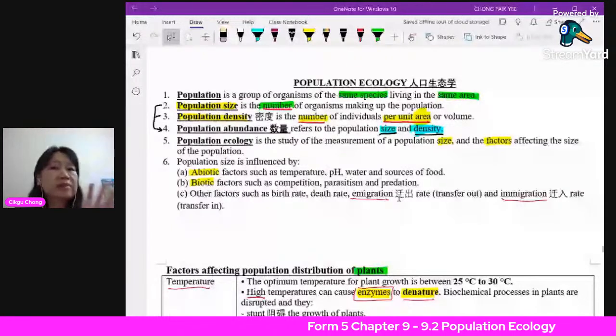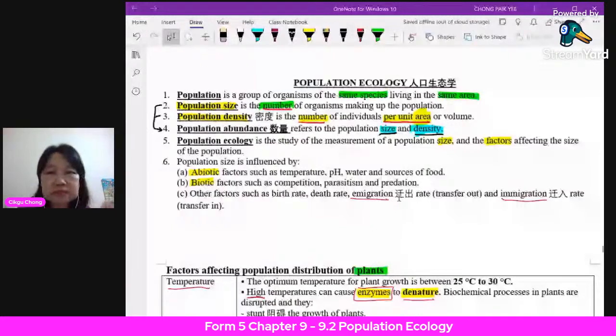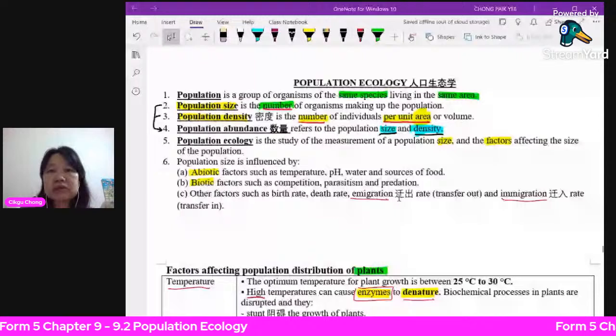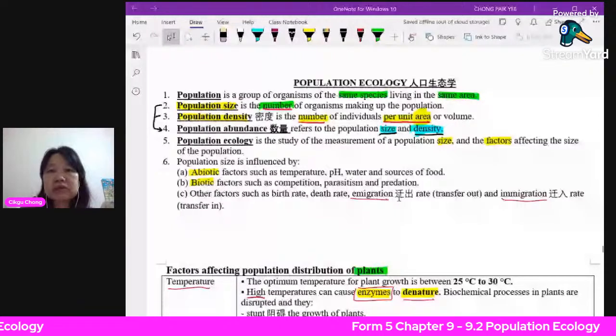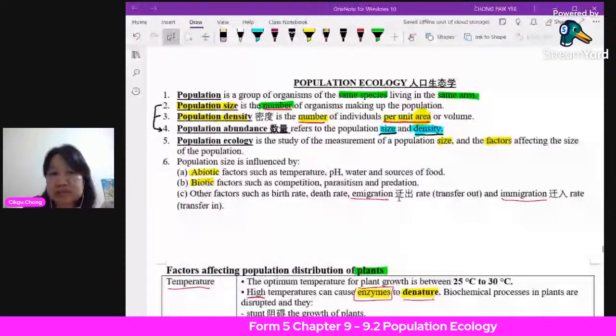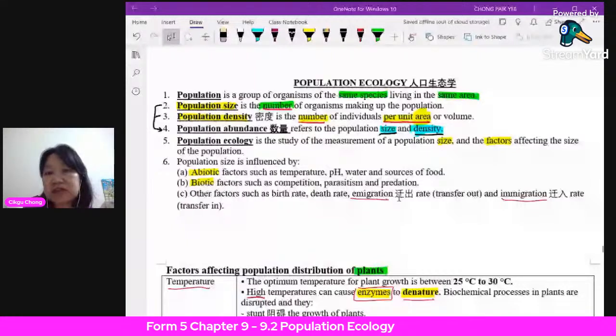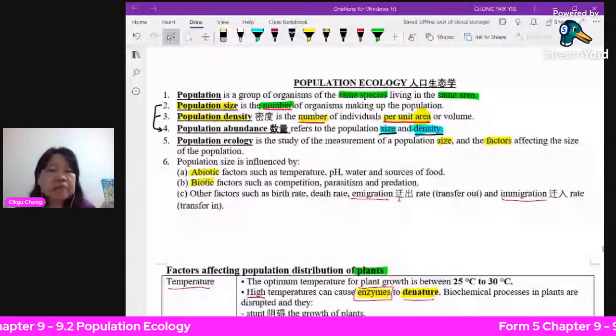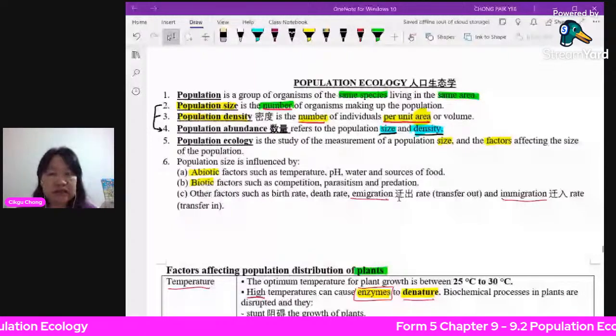So the plant needs suitable temperature. The optimum for plant growth is actually between 25 to 30. A lot of students always make the mistake of thinking it's 37 degrees Celsius, which is wrong. For plants, the optimal temperature is not 37. 37 is for animals, just like our human body, our temperature is 37 degrees Celsius.